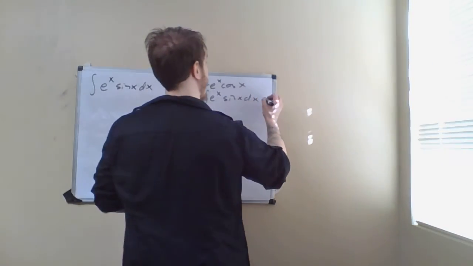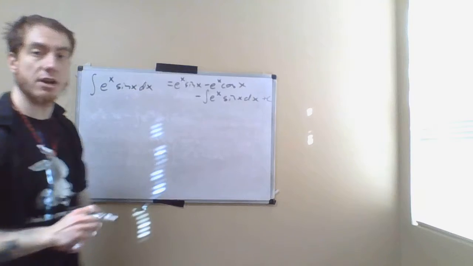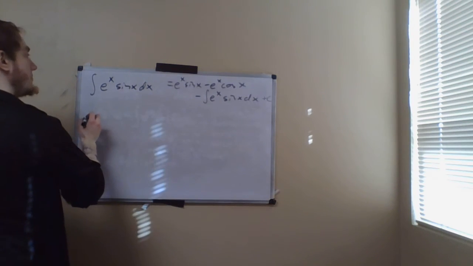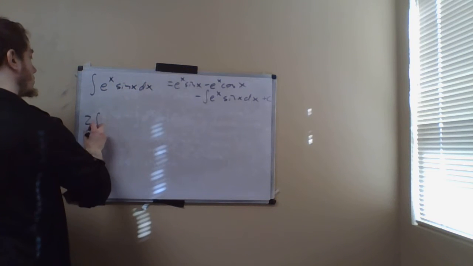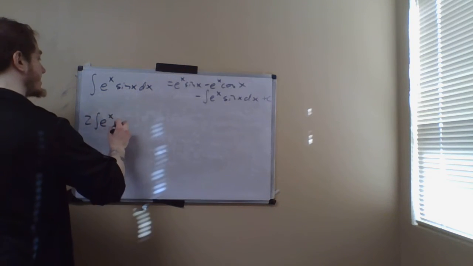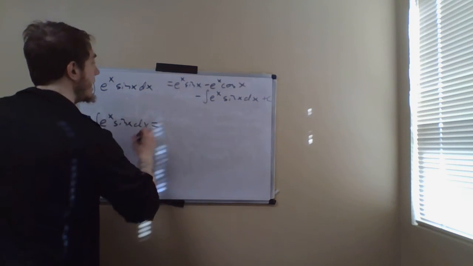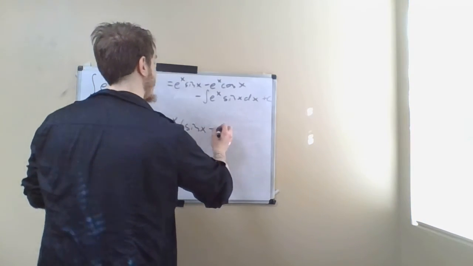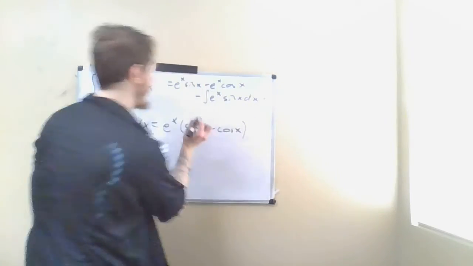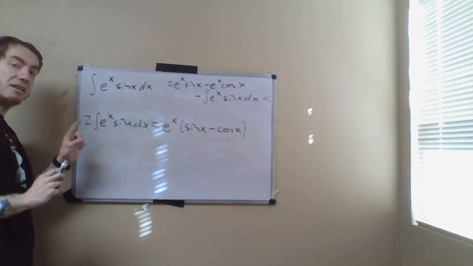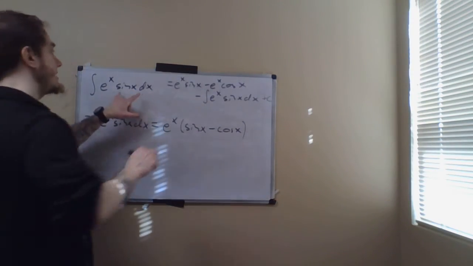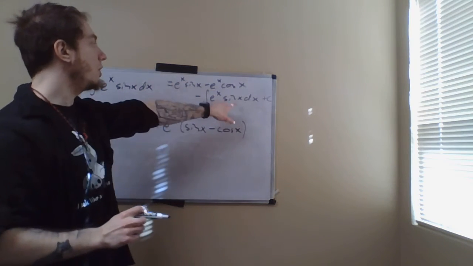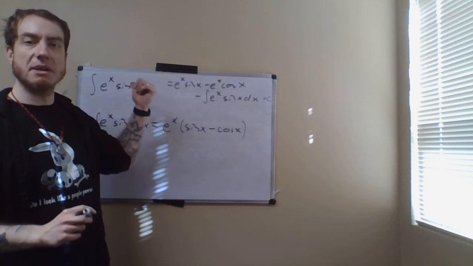I'm going to throw in a plus a constant of integration over here just because we need one for completeness. For the next step, this tells me that 2 times the integral of e to the x sine x dx is equal to e to the x times sine x minus cosine x. So notice what has happened here: even though we did integration by parts twice, we still ended up with our original integral coming back.